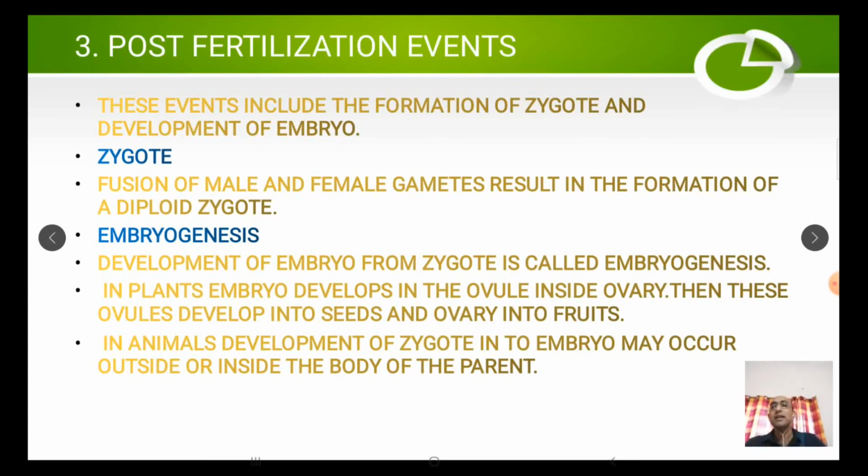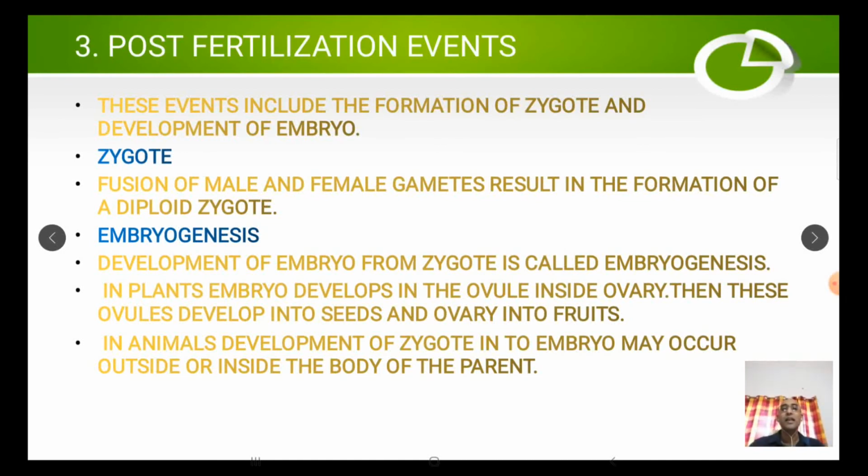Got it? In case of plants, the embryo develops in the ovule inside the ovary. Ovule is present inside the ovary. Then these ovules develop into seeds and the ovary into fruits. So what are seeds? They are nothing but the matured ovule or ripened ovule. And what are fruits? They are nothing but the matured ovary, ripened ovary.